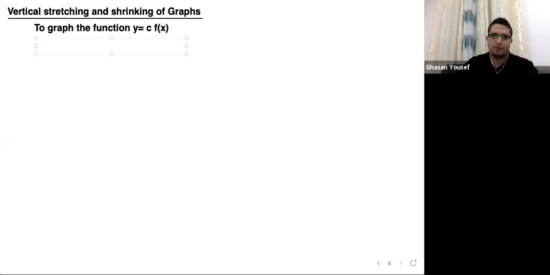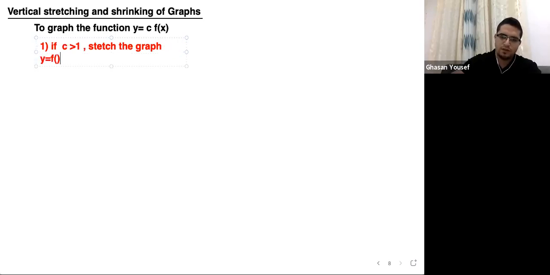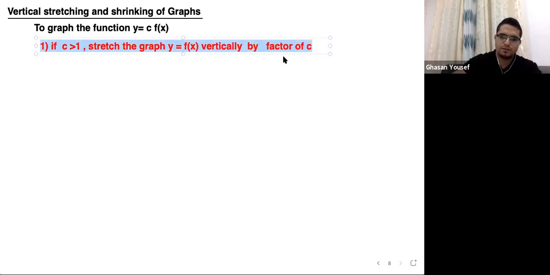So we have two very important rules. Rule number one says, if this c is greater than 1, so we're going to stretch the graph y equals f of x. To graph the function c times f of x, if this c is outside and also greater than 1, we have to stretch the graph of y equals f of x vertically by a factor of c. This is the first rule.